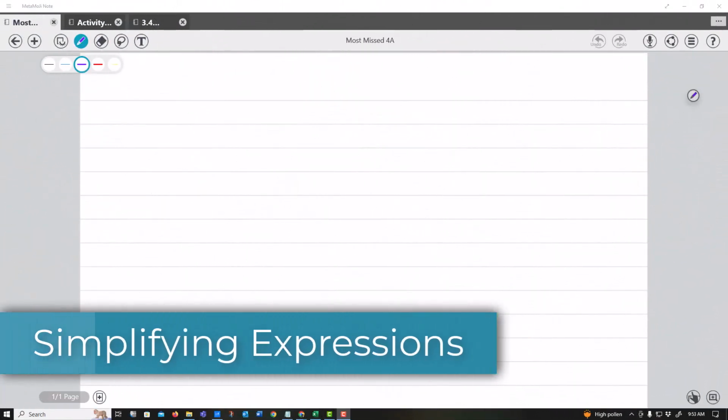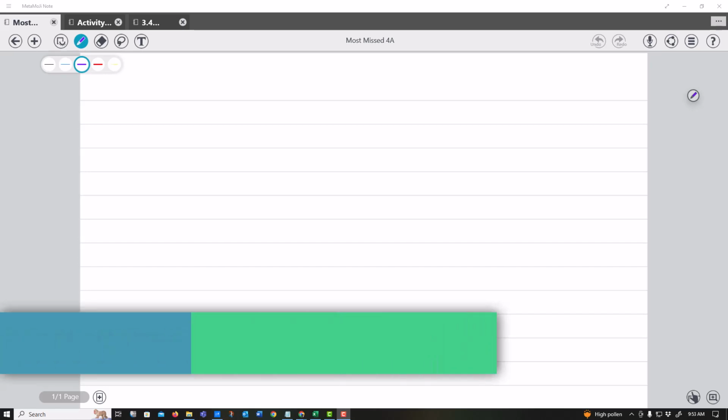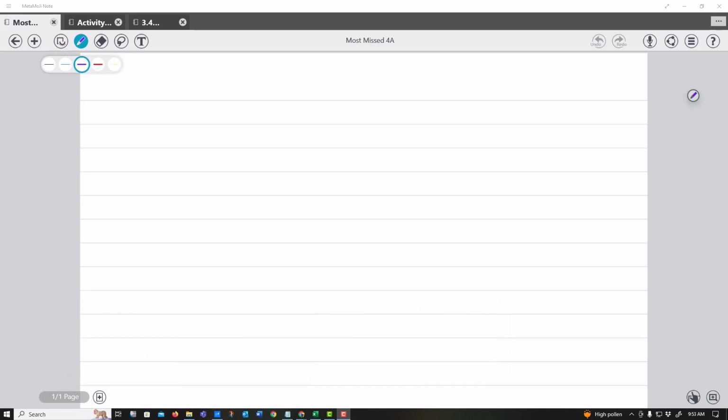Okay, let's look at some simplifying expressions. So for example, if I had 9 plus 5 times (3c minus 1). So the first thing I want to do is distribute this 5, meaning multiply it by everything inside the parentheses.